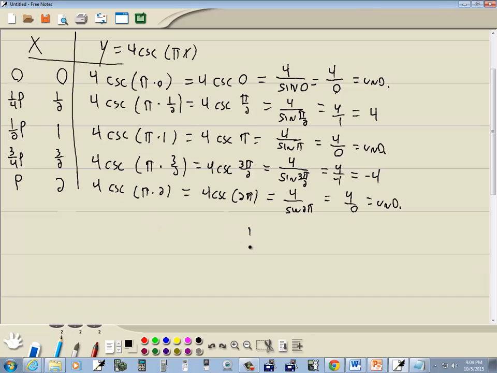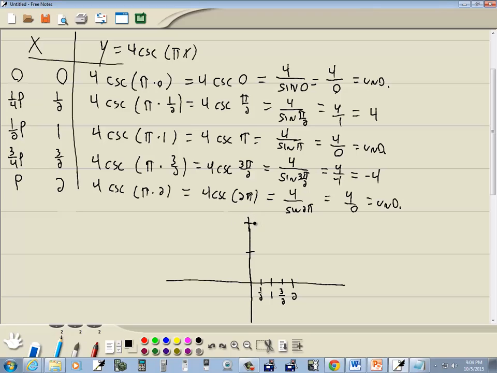Okay, so let's go ahead and graph this. Period's going up to 2. And so that's 2. And this will be 1. And this will be 1/2. And this will be 3/2. Now if that distance is 2, it's going up to 4. So that would be about 2 there. This would be about 4.